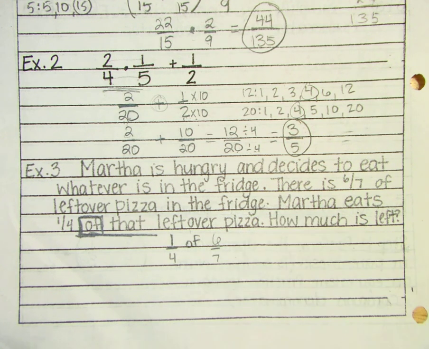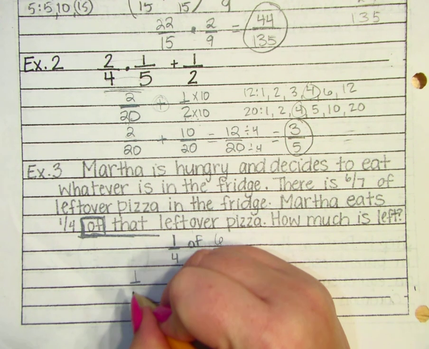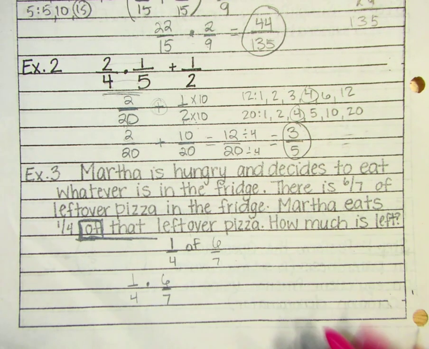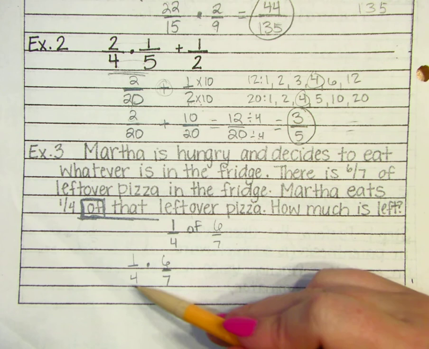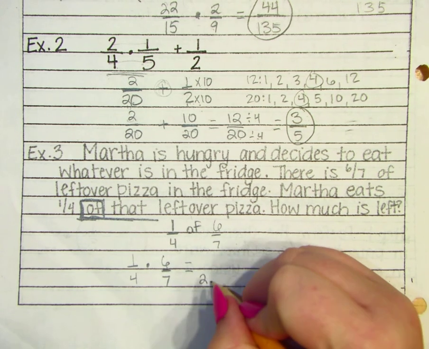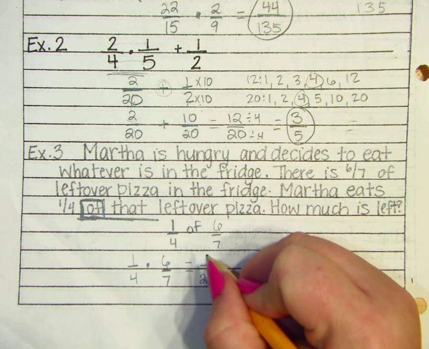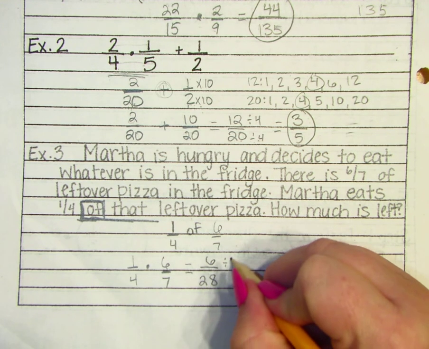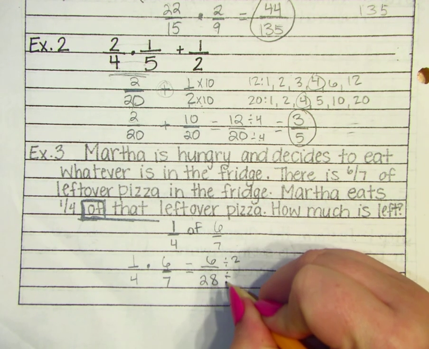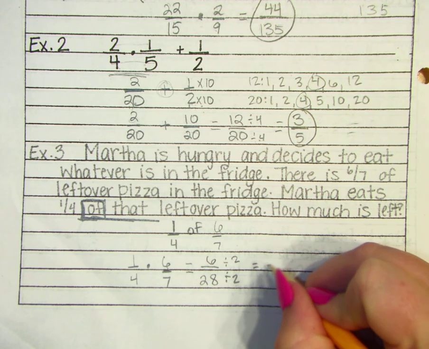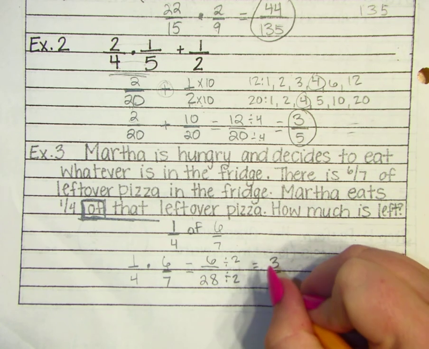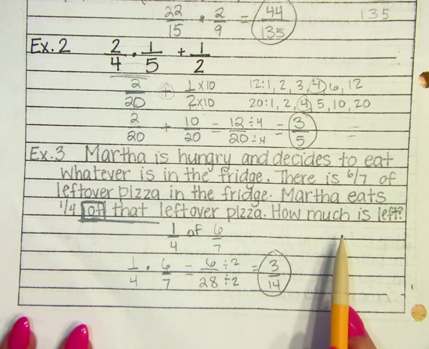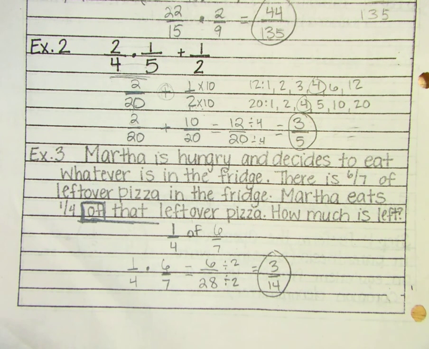So 1/4 of 6/7 means that I'm doing 1/4 times 6/7. Now I'm multiplying these fractions, so I go straight across the bottom. 4 times 7 is 28. And I go straight across the top. 1 times 6 is 6. Now looking at these two numbers, I know they're both even, so let's just go ahead and try dividing by 2. And 6 divided by 2 gives me 3. 28 divided by 2 gives me 14. Can't reduce that anymore, so 3/14 of the pizza is left, and you're all done.